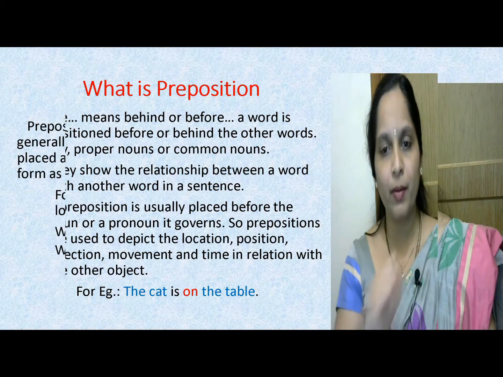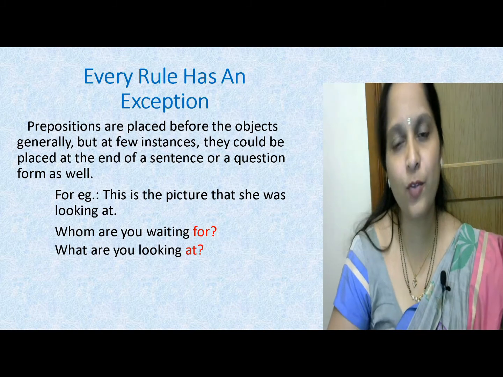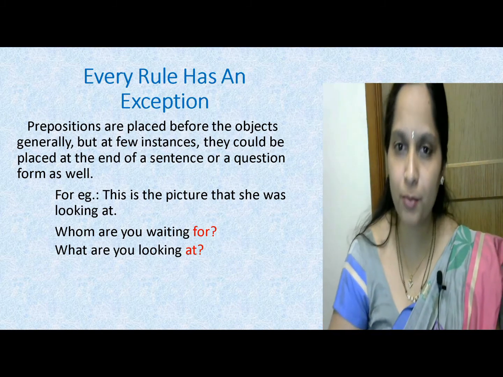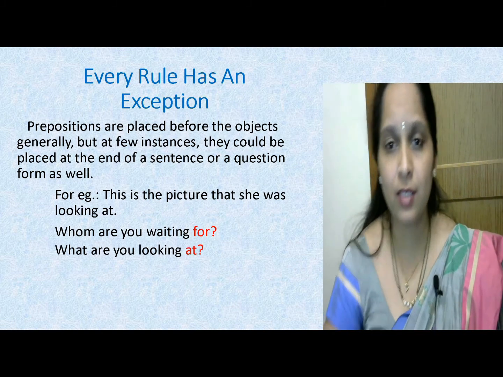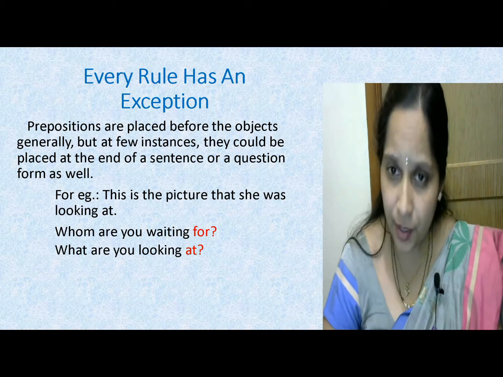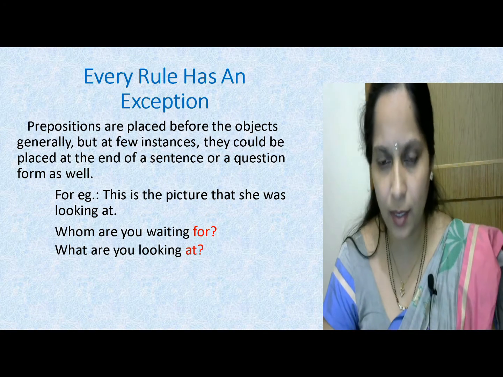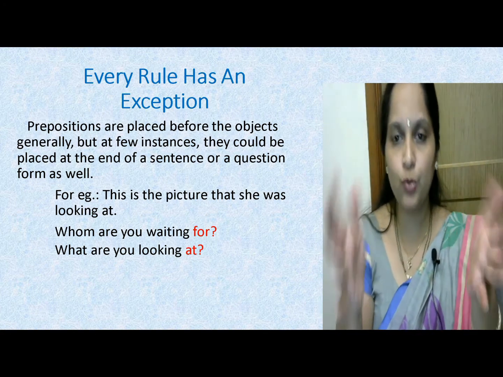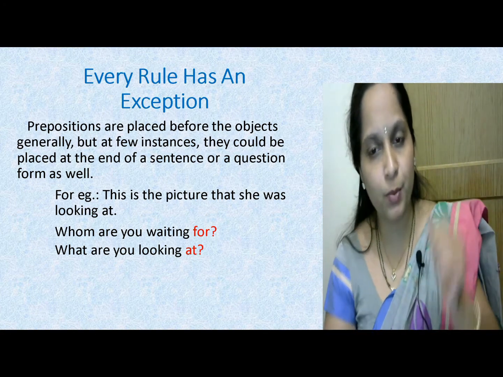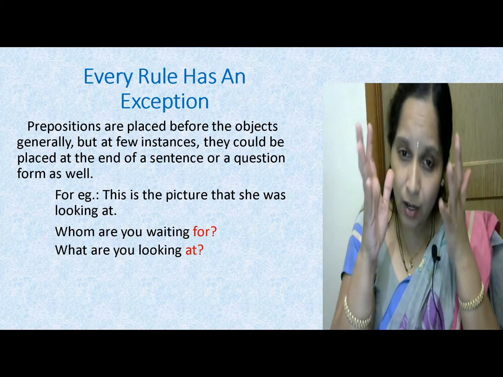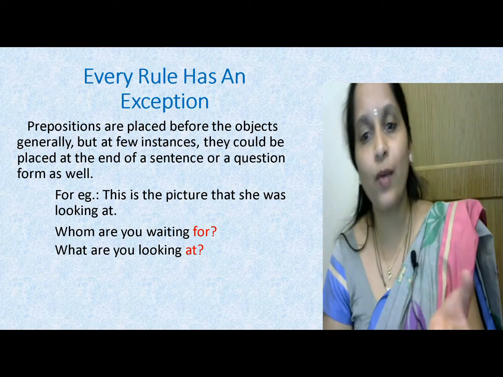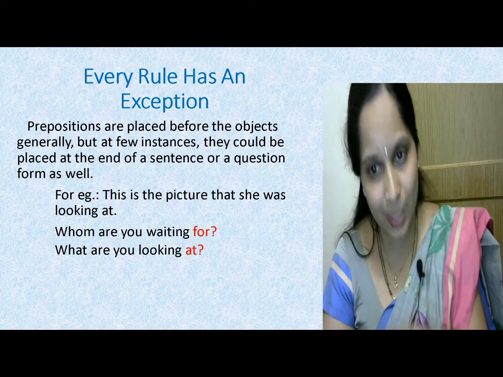Hope I'm clear, everybody. So dear students, as you all know, every rule has an exception. Even prepositions have exceptions. Generally, you might have observed prepositions are always placed between the objects. Correct. To know the relationship between two objects, prepositions are placed between the objects. But there are a few instances where prepositions are kept at the last as well.